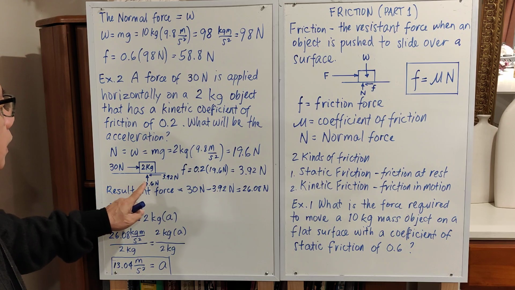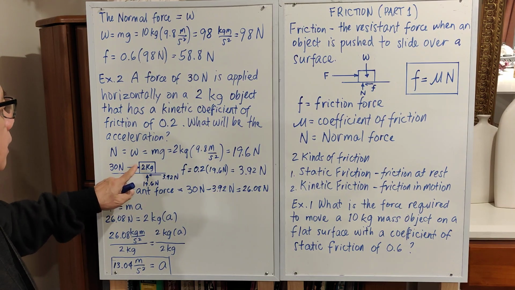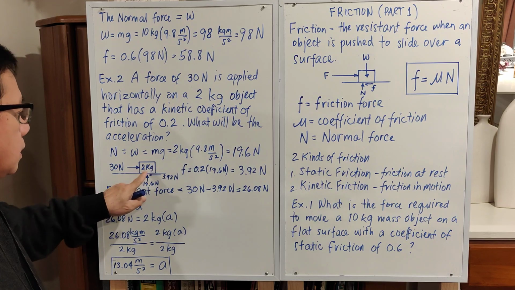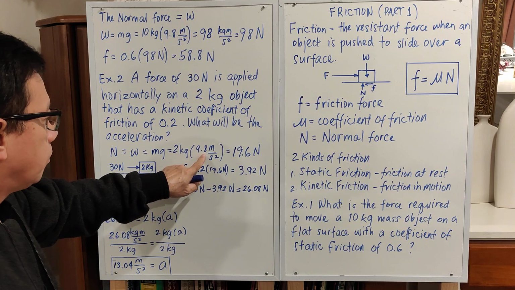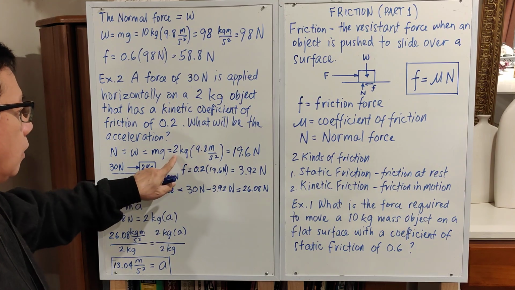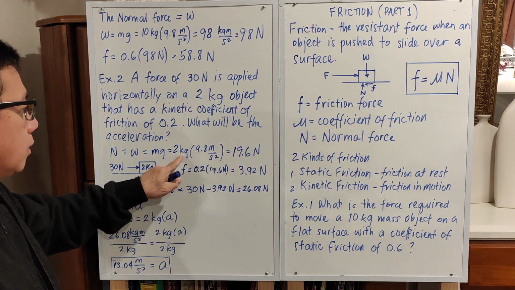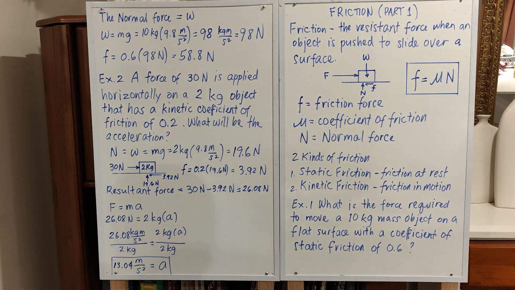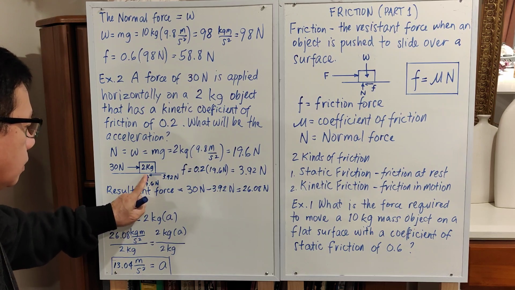Now first we need to compute for the normal force. The normal force for this particular example will be equal to the weight. So weight is mass times the acceleration due to gravity. So mass is 2 kilograms. Acceleration due to gravity is 9.8 meters per second squared. So 2 times 9.8 is 19.6. So kilogram meters per second squared becomes newtons. So now we know that the normal force is 19.6 newtons.